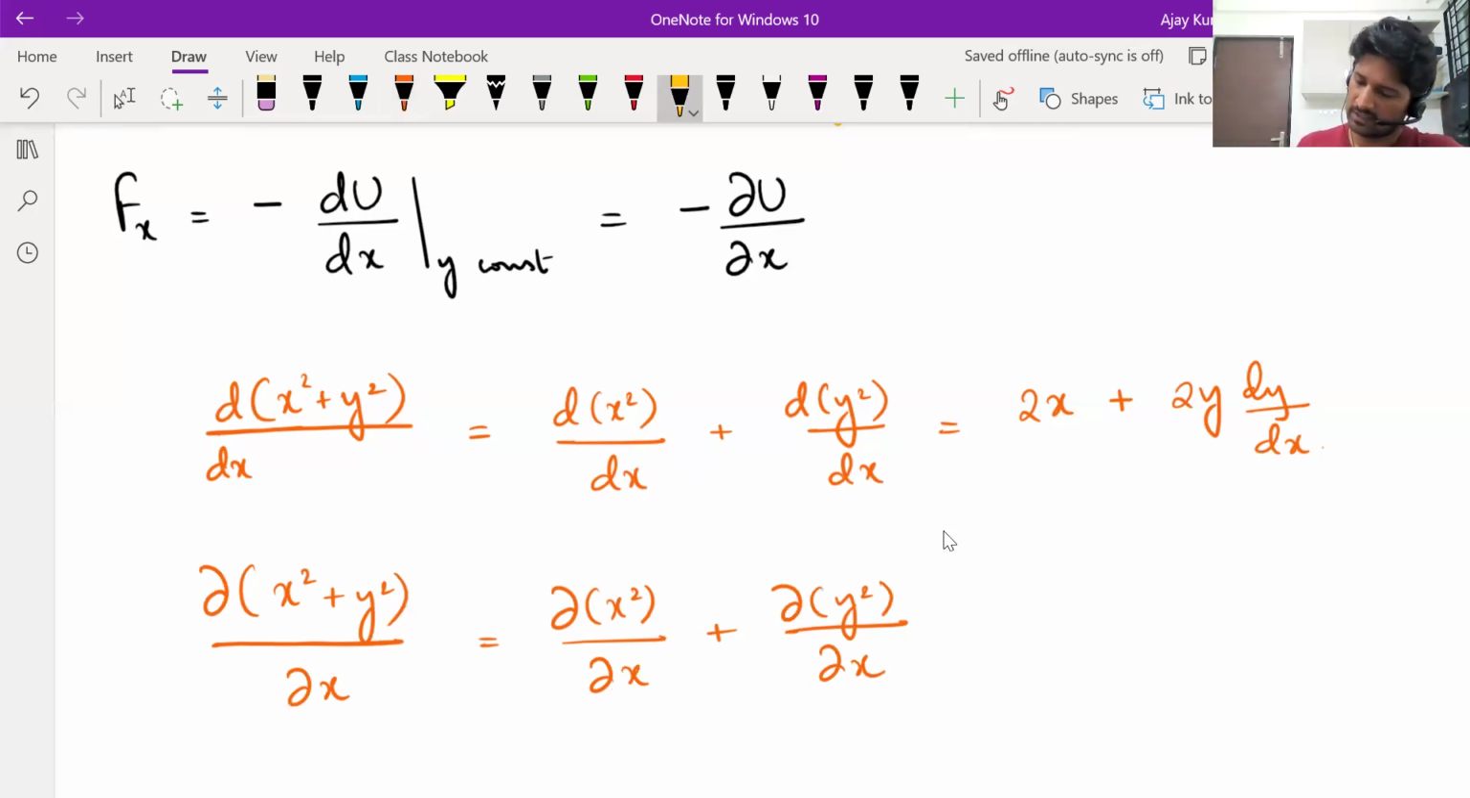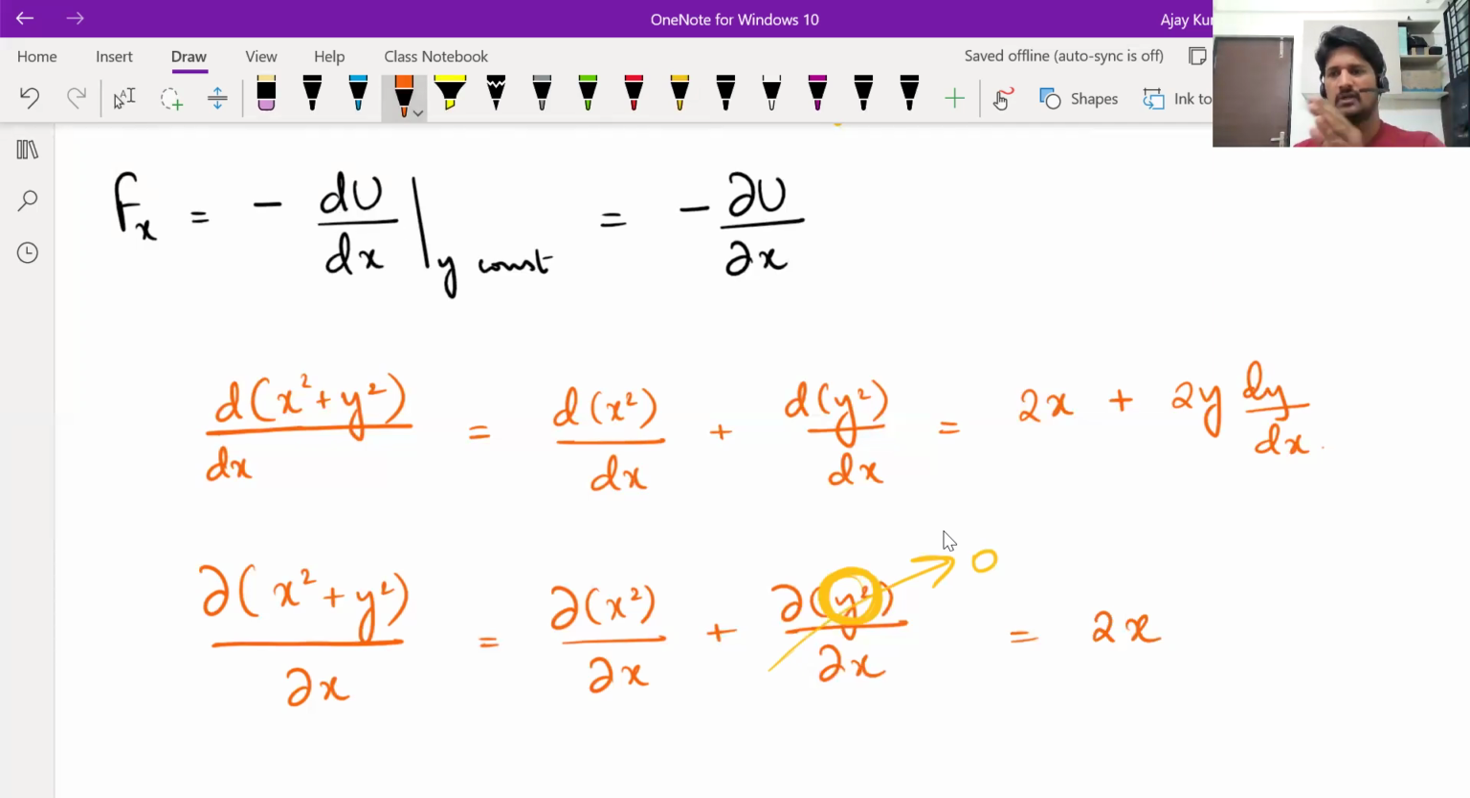Now if y is a constant, can one of you recollect and tell what is the derivative of a constant? What is the rate of change of a constant? Zero, sir. Zero. Then this term becomes 0 and the answer will only be 2x. Instead of 2x plus 2y dy by dx, you only get 2x. That's the difference between usual differentiation and partial differentiation.